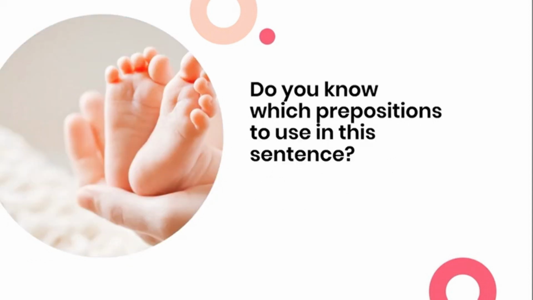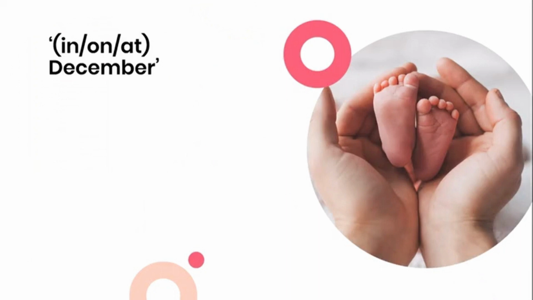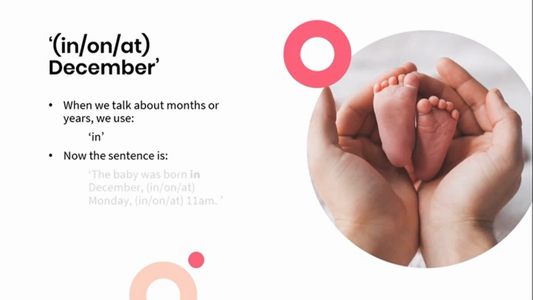Do you know what prepositions to use here? The baby was born in, on, or at December, in, on, or at Monday, in, on, or at 11 a.m. Let's start with December. When we talk about months and years, do we use the preposition in, on, or at? In. So now the sentence is, the baby was born in December. We still need to figure the rest out.